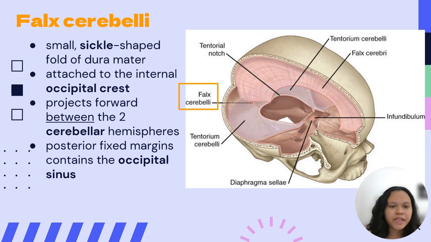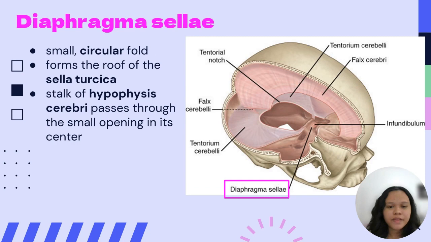The falx cerebelli is a small sickle-shaped fold of dura mater, and it is attached to the internal occipital crest, and it projects forward between the two cerebellar hemispheres, and its posterior fixed margin contains the occipital sinus. And lastly, we have the diaphragma sellae, which is a small circular fold, and it forms the roof of the sella turcica. So the stalk of the hypophysis cerebri, or your pituitary gland, passes through the small opening in its center.